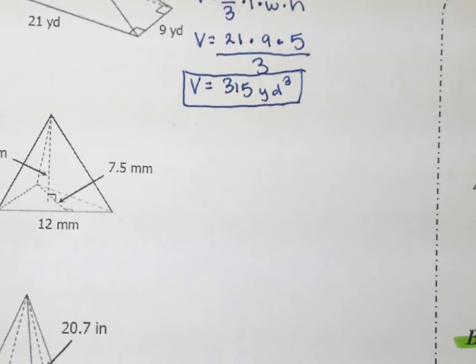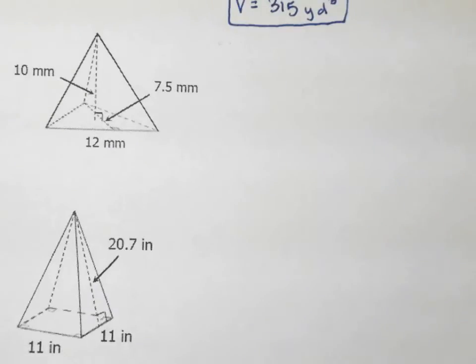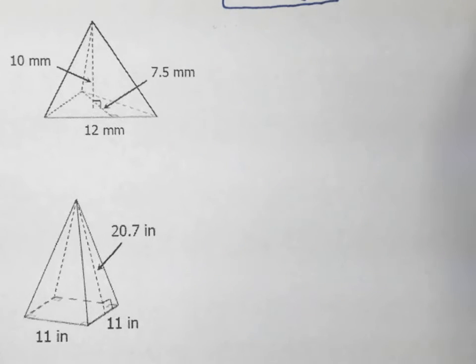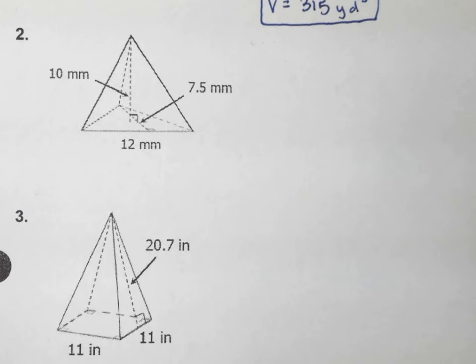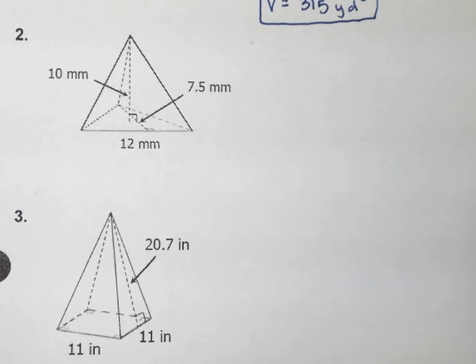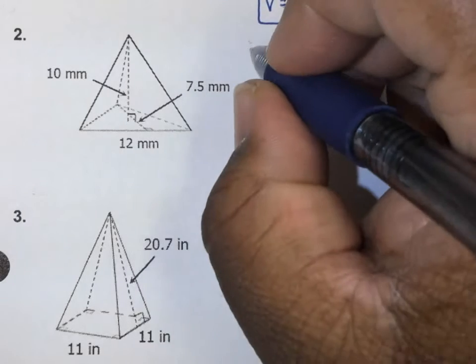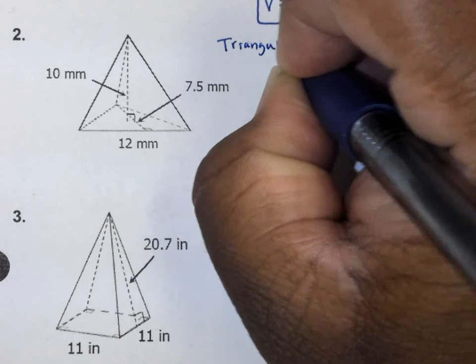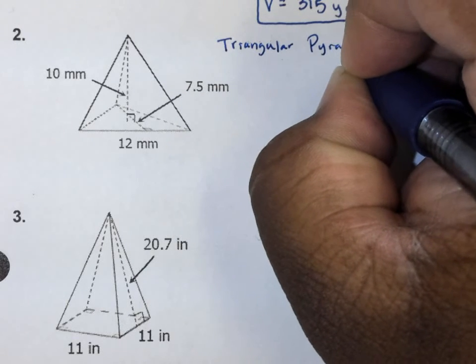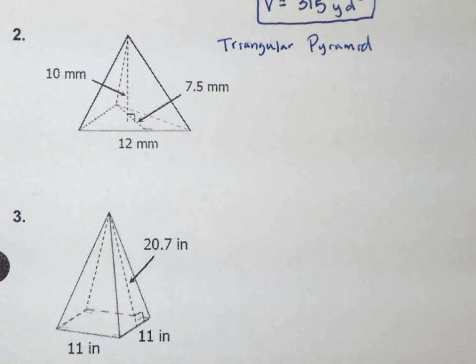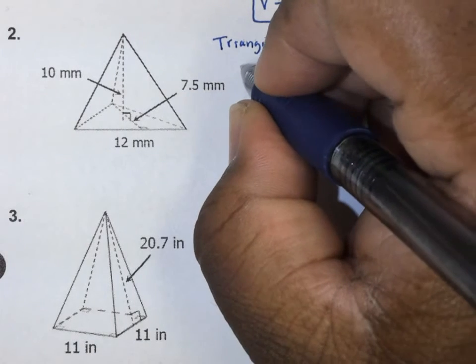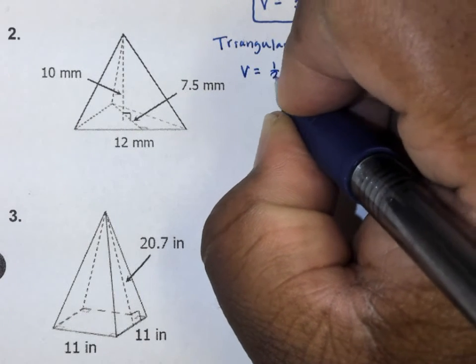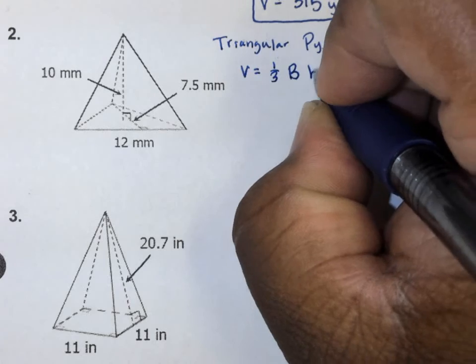Alright, sliding on. What shape is the next one, Warren? Triangular pyramid. I agree with you. That being said, original formula's volume equals 1/3 capital B times H.